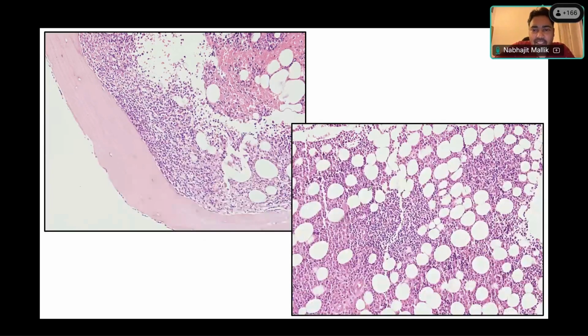Another picture showing just the same. This is your paratrabecular, but you can also see that there are these interstitial nodules also. So we have paratrabecular as well as interstitial nodules. So when we see paratrabecular lymphoid aggregates, do you think that is favoring more of a reactive or a neoplastic process? Big Rai?